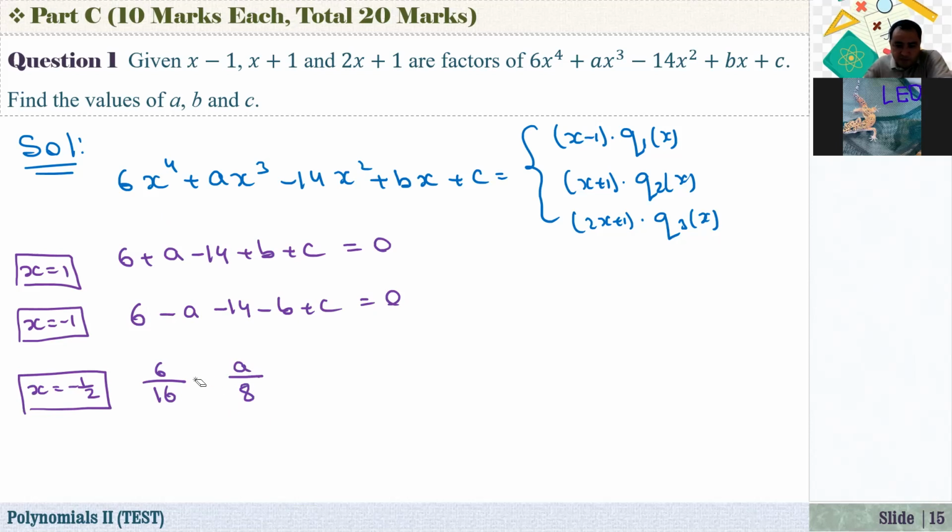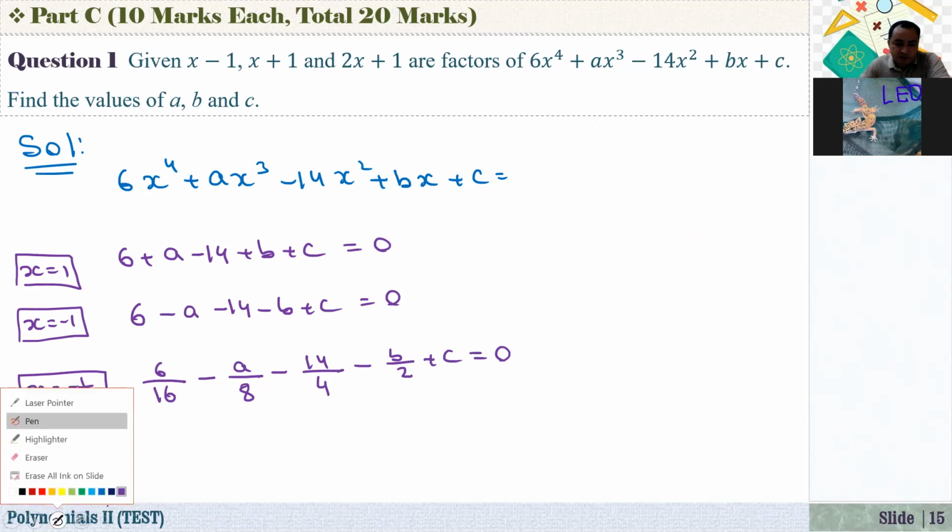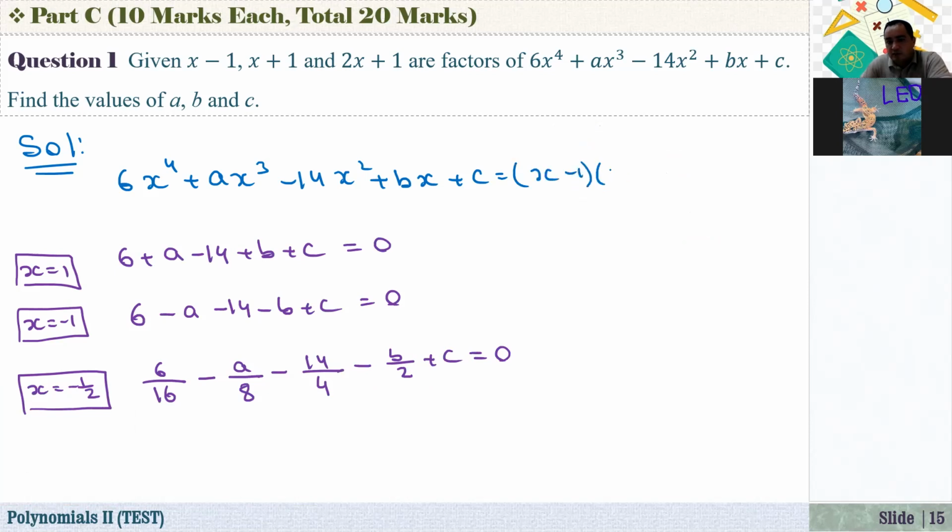Because it's minus 1 over 2, so it should be minus 1 over 8. And minus 14 x squared, so that's 1 over 4. Here we have 4. And minus bx, that is b over 2 plus c is equal to 0. Okay, so let me just write it as a single expression. So that one is x minus 1, x plus 1, 2x plus 1 times q of x.